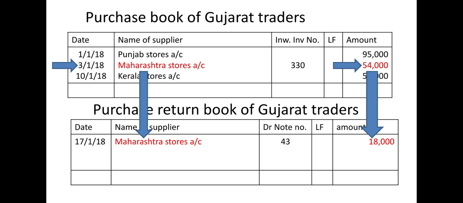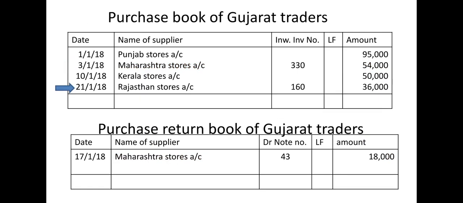Now let's go for the next transaction. So in the next transaction, we are buying goods from Rajasthan stores, and there are some extra expenses like GST and labor. But as you know, student, we cannot record any extra expenses here. We have to write only the amount of goods. Okay, so the transaction dated 21 will be recorded in purchase book.